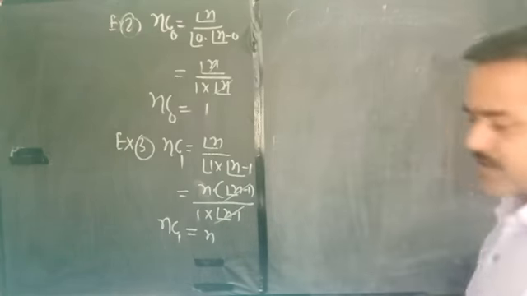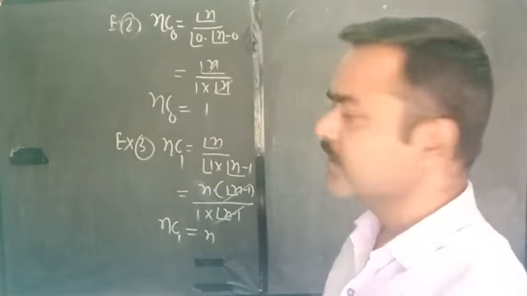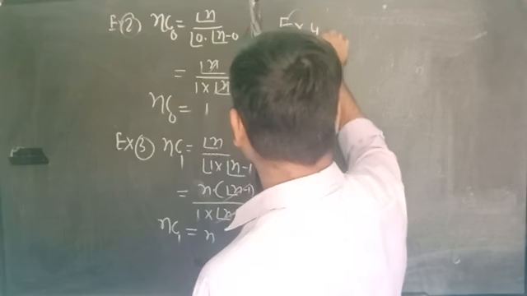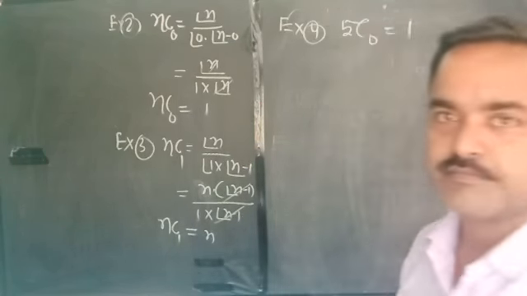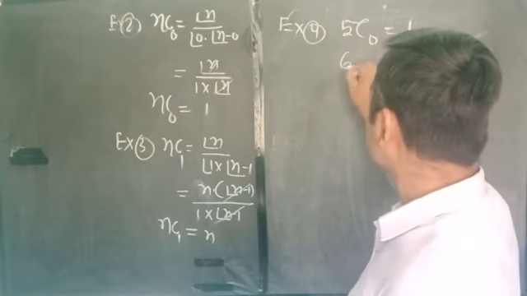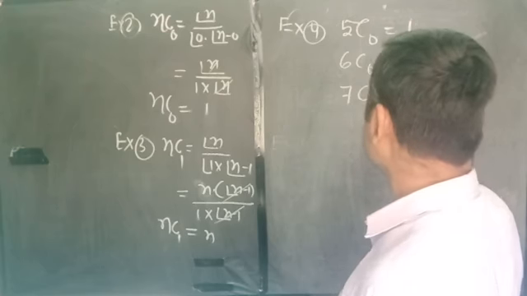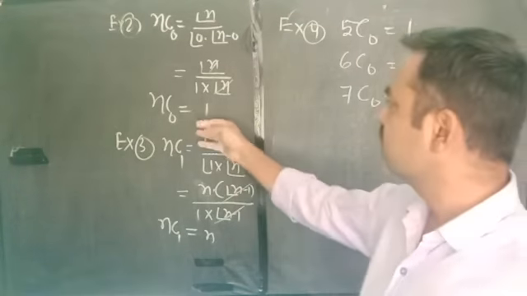So here you can say, if there is any n and r is 0, then the value is always 1. For example, if I ask you the value of 5C0, you will say 1. What is 6C0? 1. 7C0? 1. So this is a property also, that nC0 is 1.